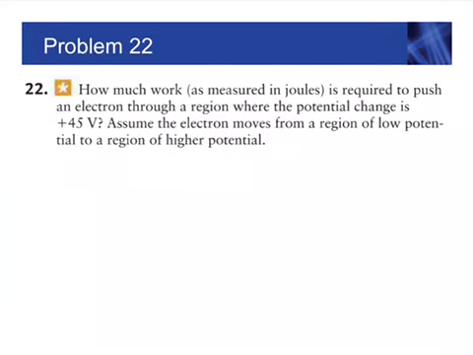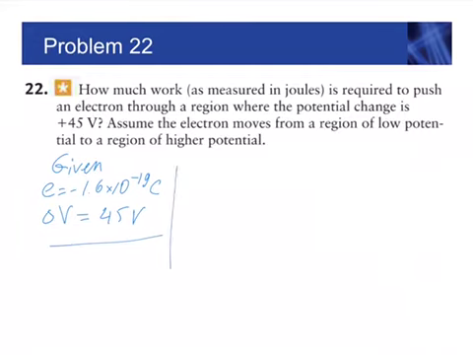Problem 22. How much work is required to push an electron through a region where the potential change is 45 volts? Assume the electron moves from a region of low potential to a region of high potential. So, given: electron charge, negative 1.6 times 10 to the negative 19 coulombs. Change in potential is 45 volts. Find work.